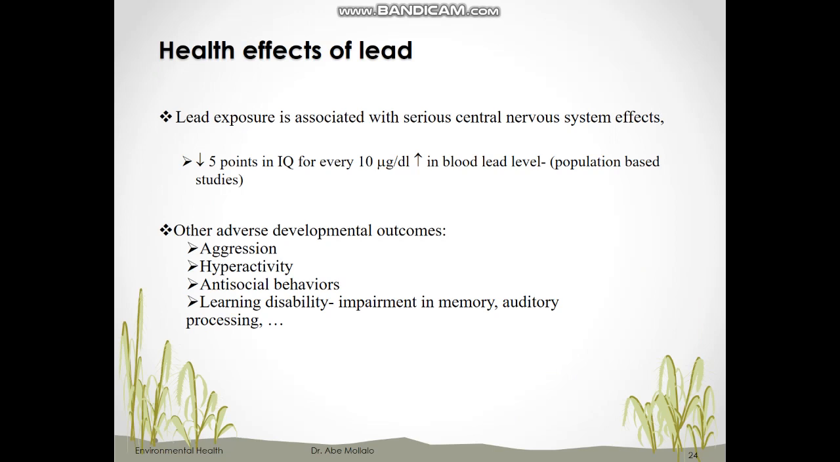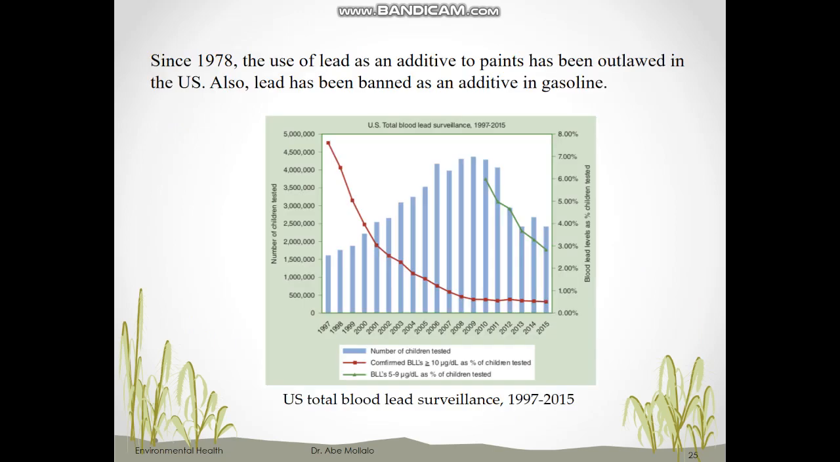Population-based studies have shown that for every 10 micrograms per deciliter of blood lead level, there will be a 5-point decrease in IQ level. So elevated blood lead level decreases learning abilities of children and can also cause other negative impacts such as aggression, hyperactivity, antisocial behavior, and learning disability. In 1978, the use of lead in paint and gasoline was banned in the United States, and the result was that the percentage of elevated blood lead level in children constantly decreased from almost 8% to almost 0.5% in the year 2015, which is also associated with economic growth.